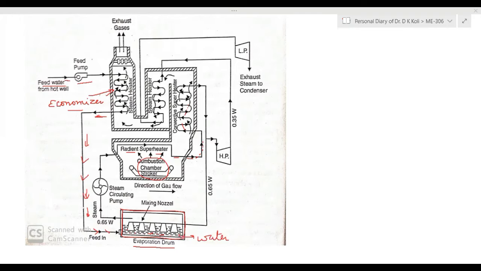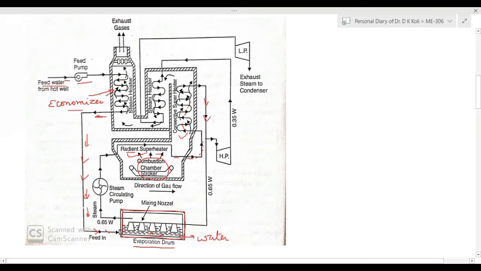Okay. So what is happening here? The steam will pass first through the radiant superheater, then through the convective superheater. In both cases, it will get heat. After getting heat, we are getting the superheated steam. Here we are getting water, and the water has passed through the radiant superheater, then the convective superheater, and then we have got the superheated steam. So this is the superheated steam coming.